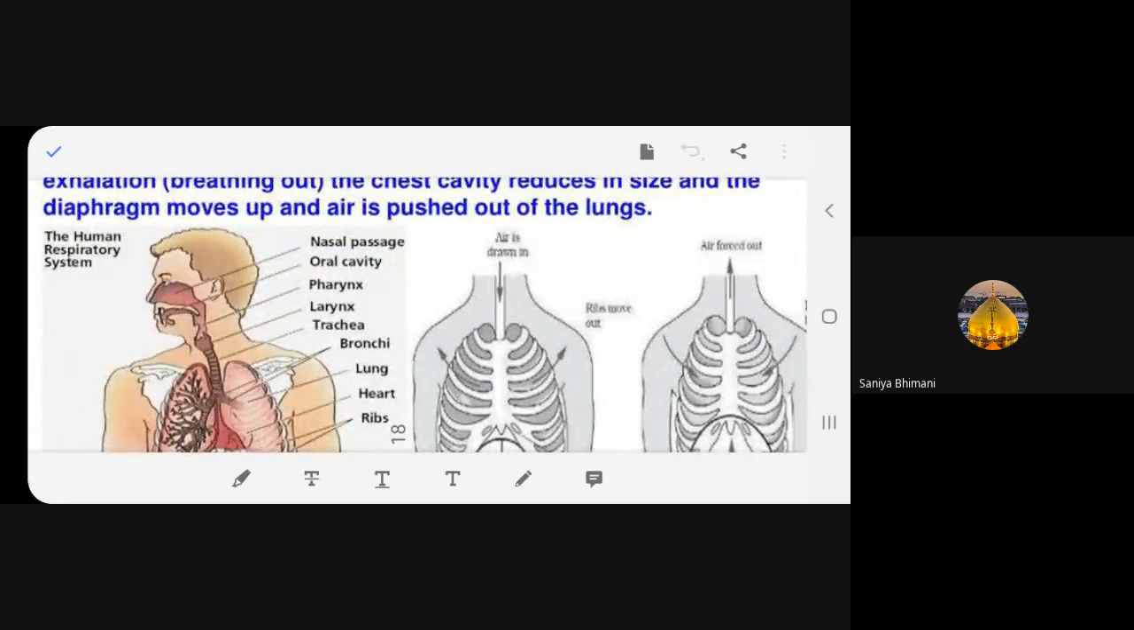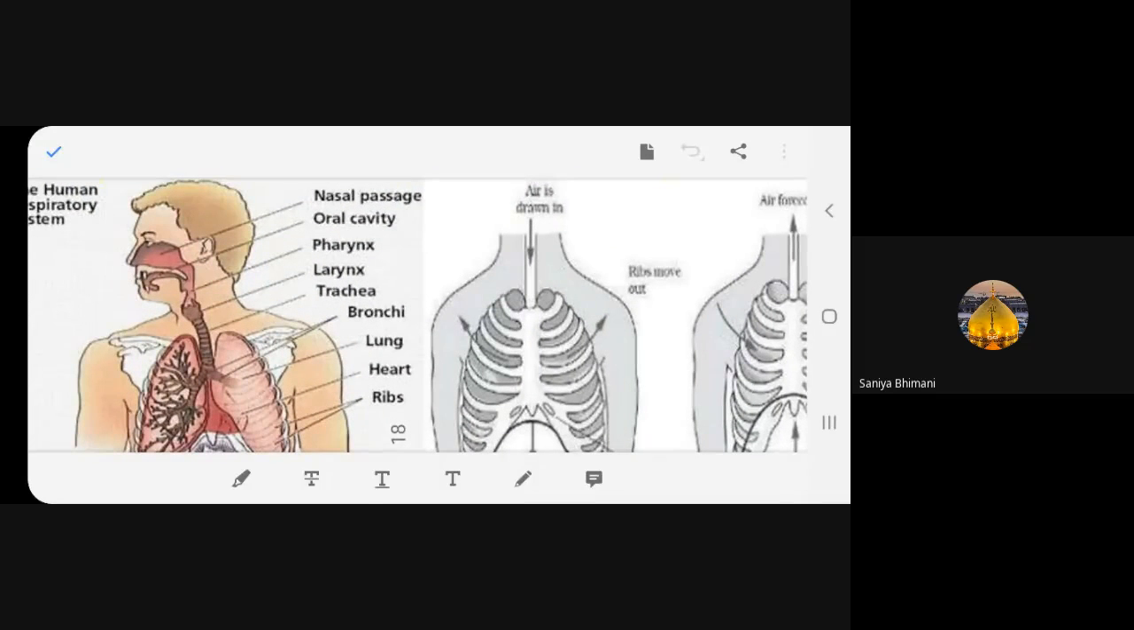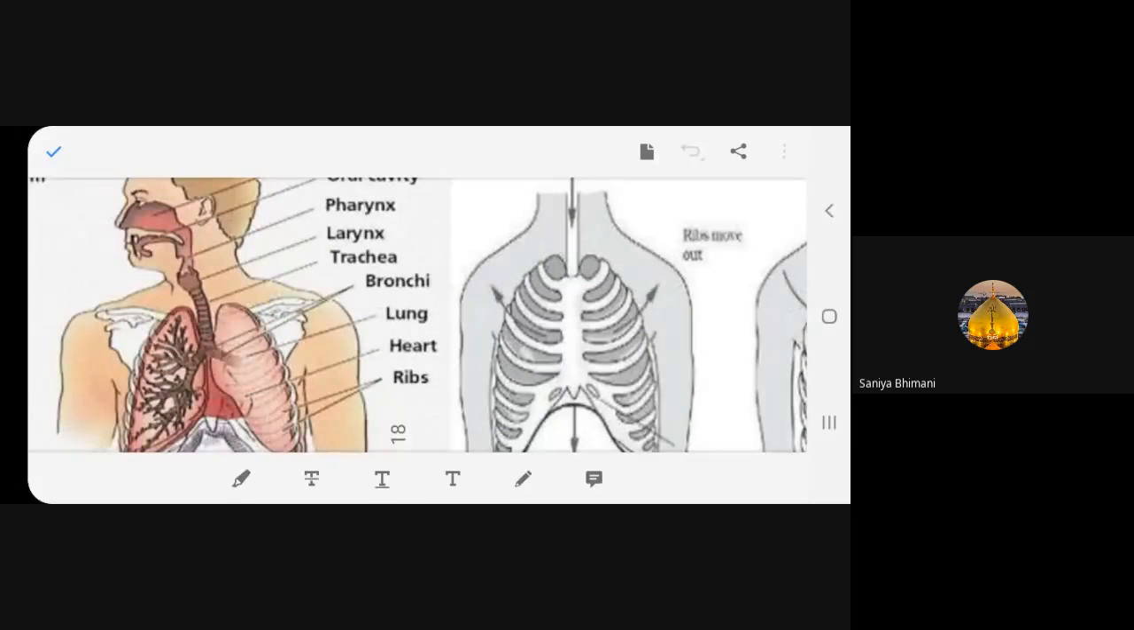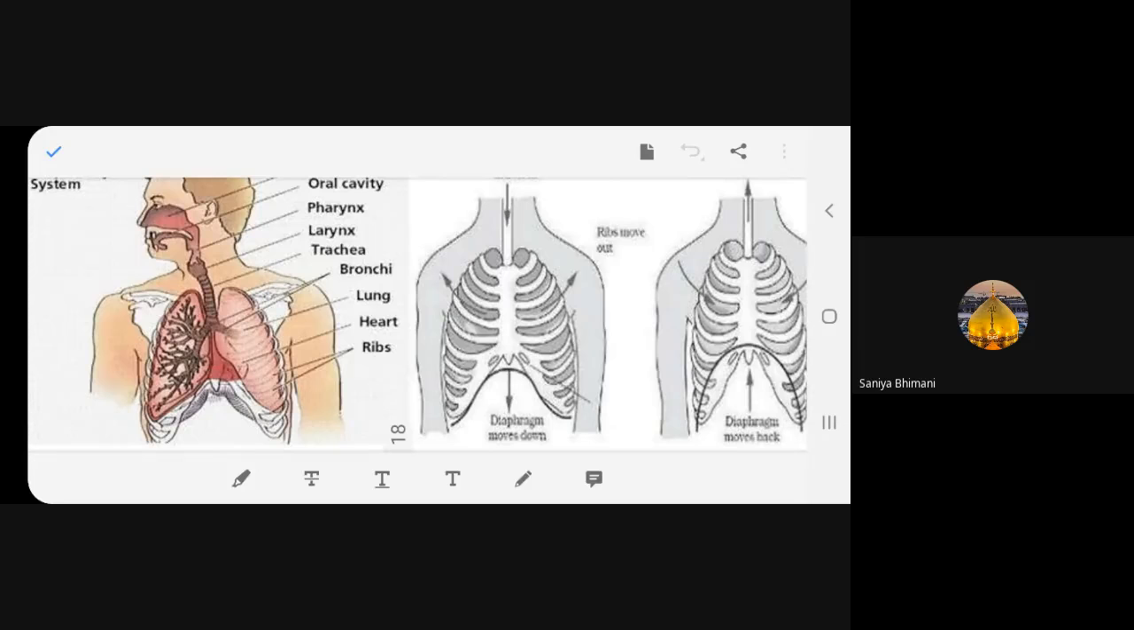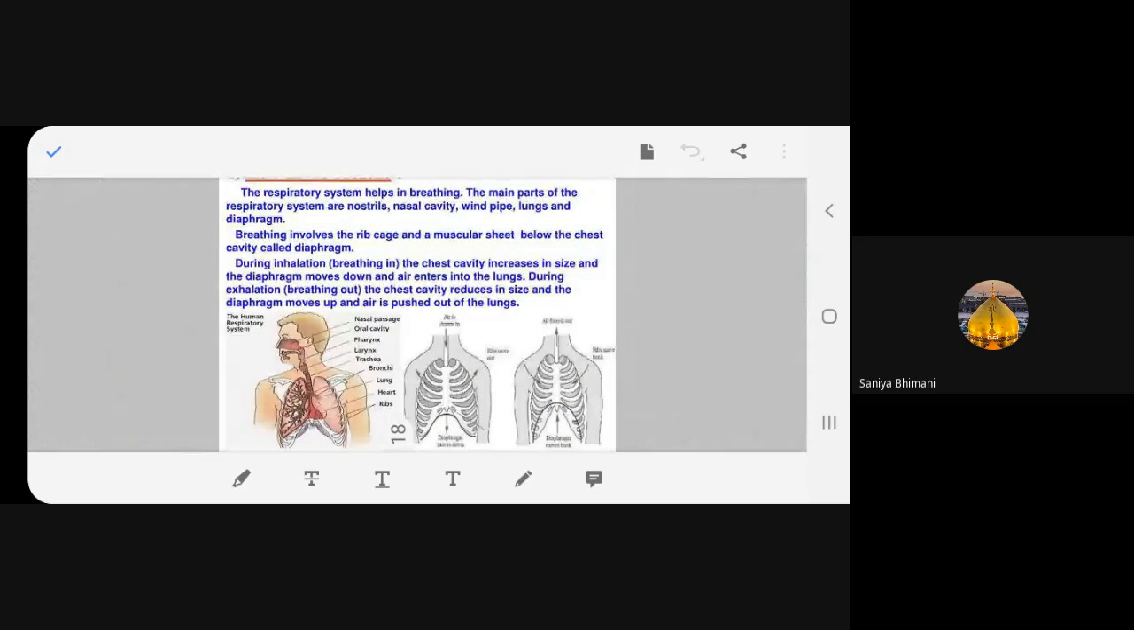First, let's observe the human respiratory system that I've already shown you. This is how the human respiratory system looks. Starting from the nose, the nostrils, the nasal cavity, then it comes down to the pharynx, larynx, trachea, then it is divided into bronchi, which lead to the lungs, and the heart is surrounded and protected by ribs. Understood?